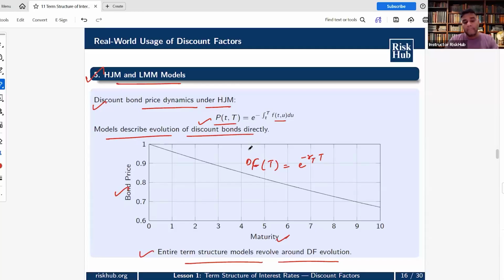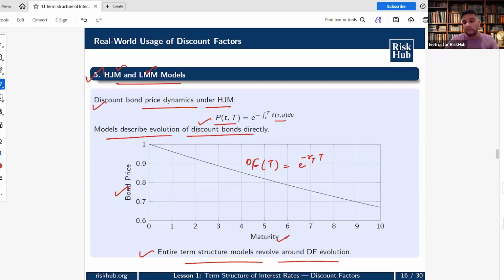The slide also talks about HJM as well as LMM, right? The LMM model basically uses discrete forward rates over a accrual period, not instantaneous ones. The chart is drawn as straight lines under a constant forward rate. The true shape is exponential decay, which bends upward a little bit, right? Where it is used: Monte Carlo, pricing of Bermudan swaptions and term structure simulation, moving f(t,u) forward in time and rebuilding P(t,T) at each step.